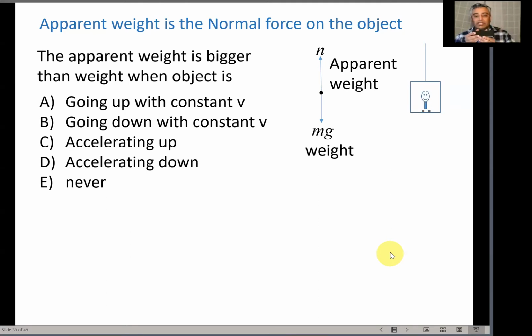So for example, when we are standing on the scale, what happens? We push the scale, and the scale pushes back with the same amount of force. The harder we push, the harder the scale pushes back, the same amount of force. So when we are standing on the scale, we are pushing the floor down, and the floor is reacting with the same amount of force. That reaction from the floor is what we call the normal force. And that normal force is going to be different than mg when something is accelerating.